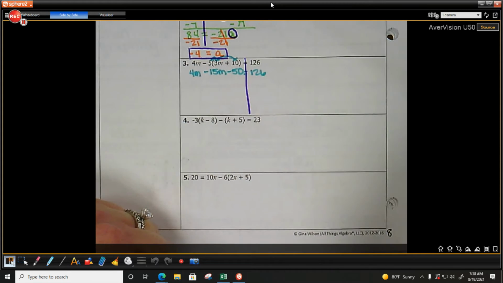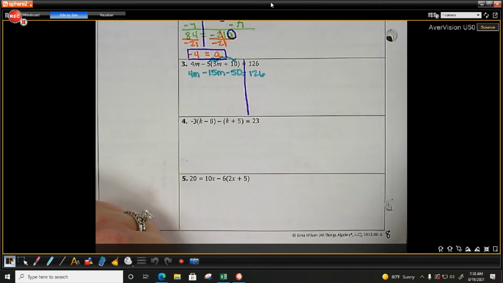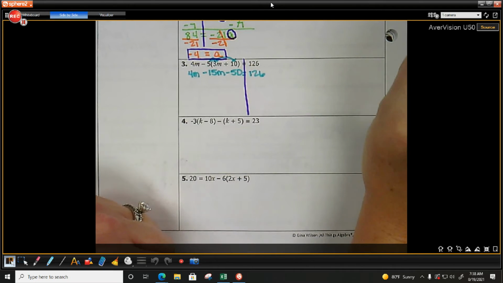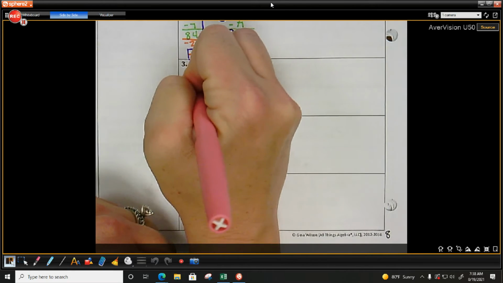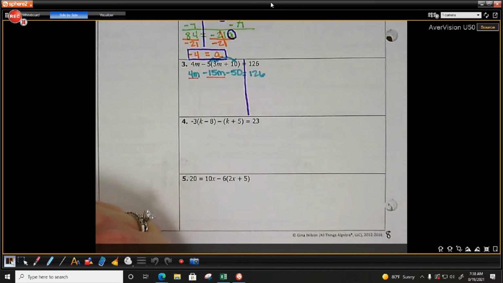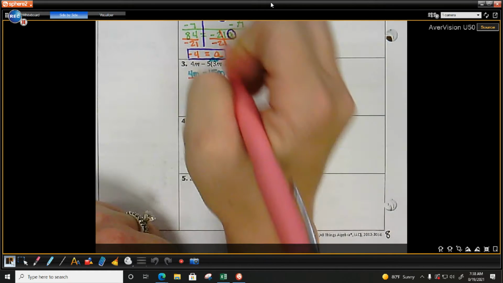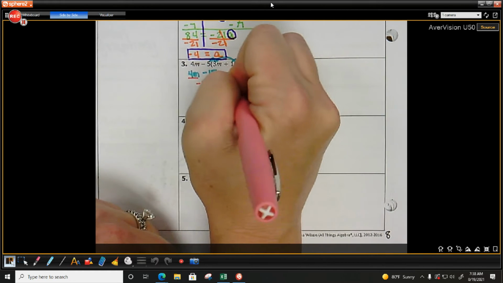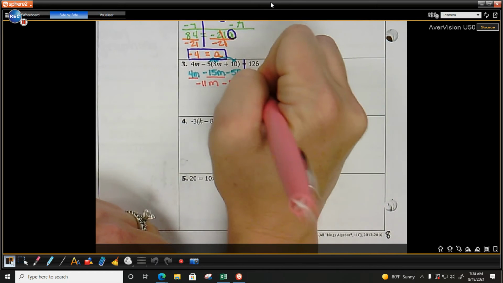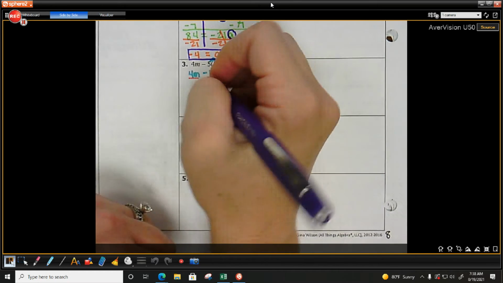So I distributed. Second step is now to combine like terms. Do I have like terms? 4m minus 15m gives me what? Negative 11m. Drop down your minus 50 equals 126. And circle your m.